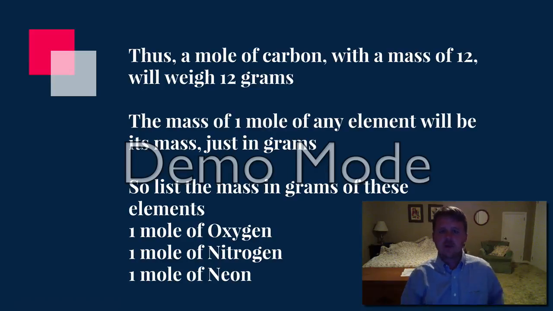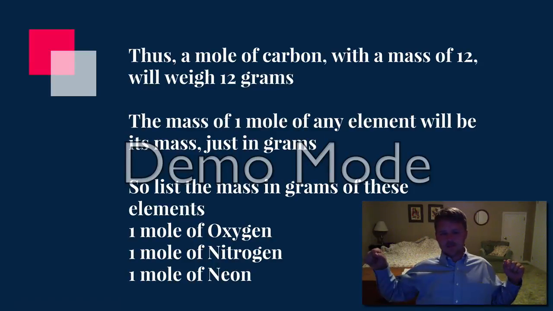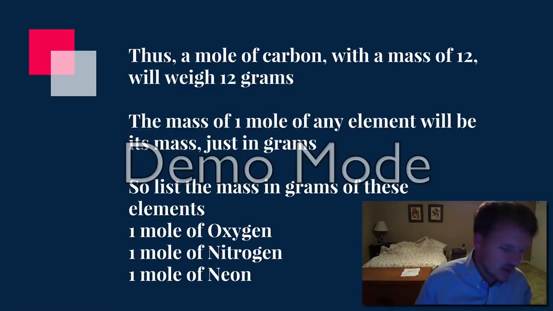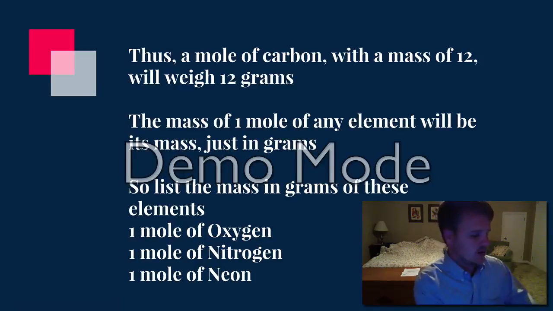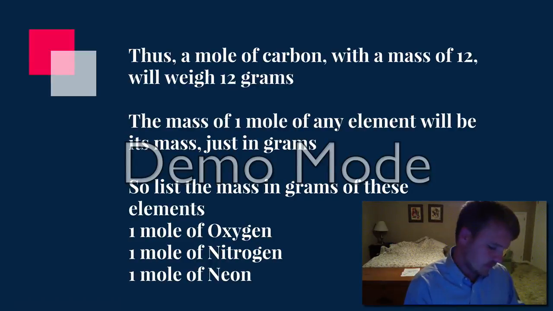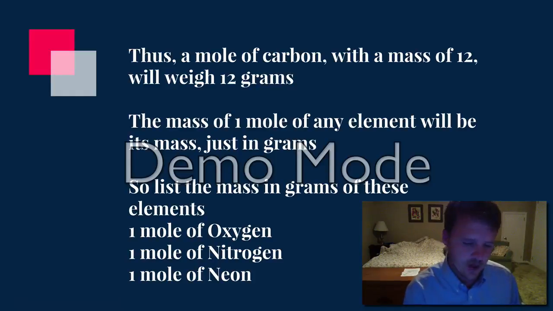Thus, a mole of carbon with a mass of 12 will weigh 12 grams. Just really remember that. A mole of any element will be its atomic weight in grams. So list the mass in grams of these elements. 1 mole of oxygen would be 16 grams. 1 mole of nitrogen. Well, we have a periodic table. 1 mole of nitrogen would be 14 grams. And 1 mole of neon would be 20 grams.